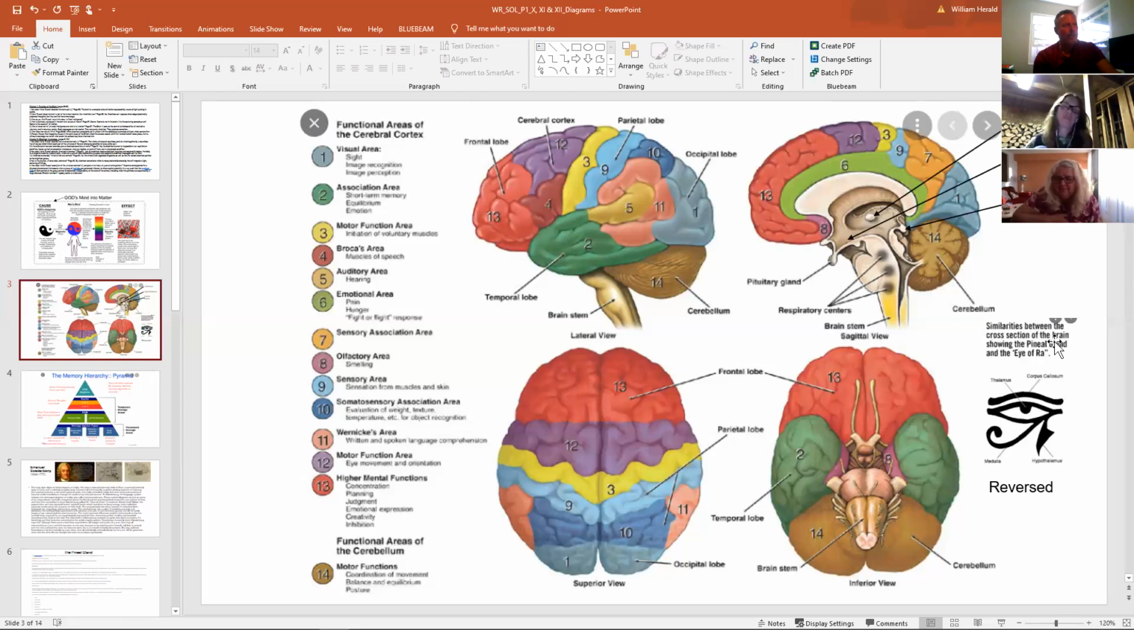So there are similarities between the cross section of the brain showing the pineal gland and the eye of Ra. So when you see the eye here, this portion coming off this side, and then you have the hypothalamus over here. This is the pineal gland right here, this is the hypothalamus over here, and this dot right here is actually the eye, because it's reversed. And then the eyebrow here is actually this portion here. The dot is the thalamus, which is his eye. And this is the hypothalamus here, this area here, and then this would be the pineal over here. So there's a lot of esoteric meaning to the eye of Ra and to the cross section of the brain.